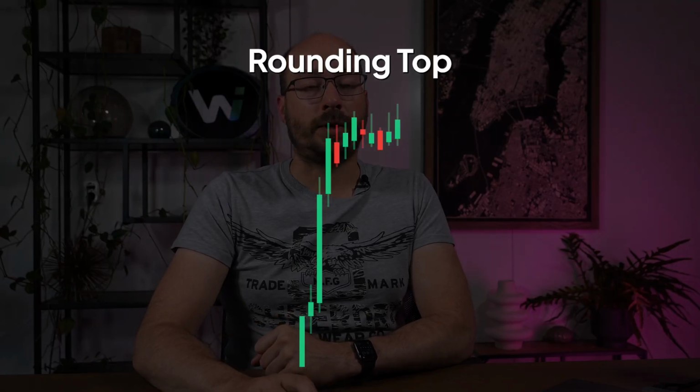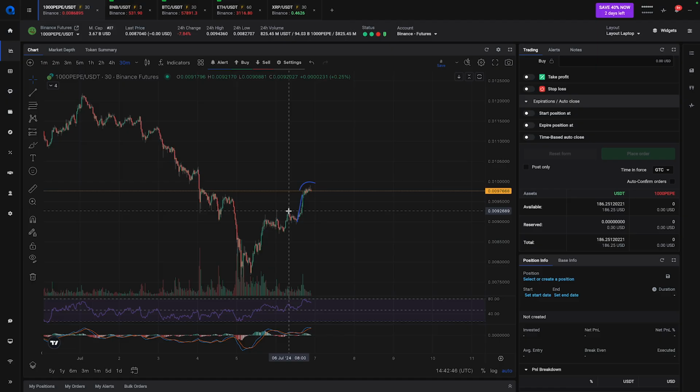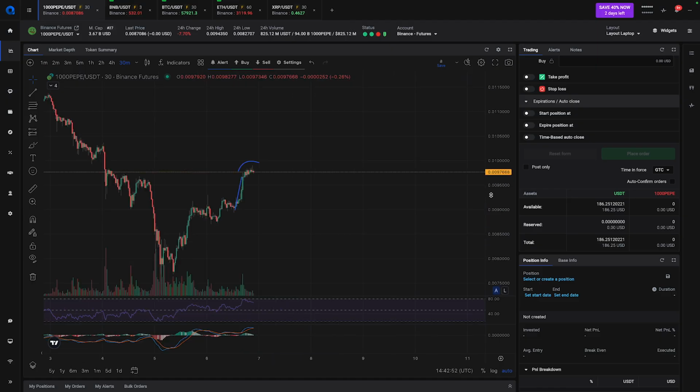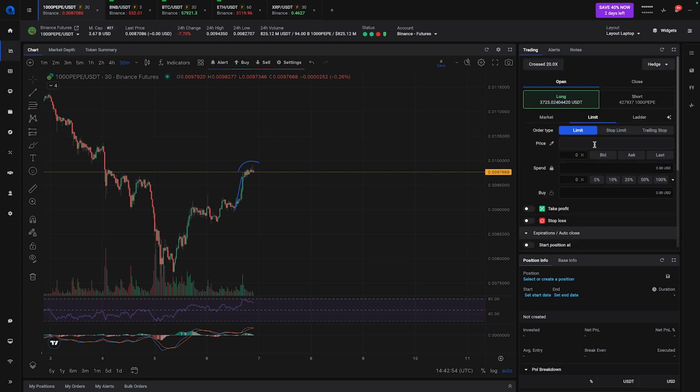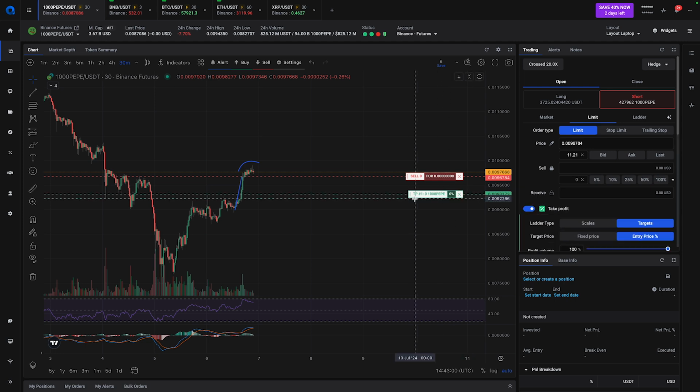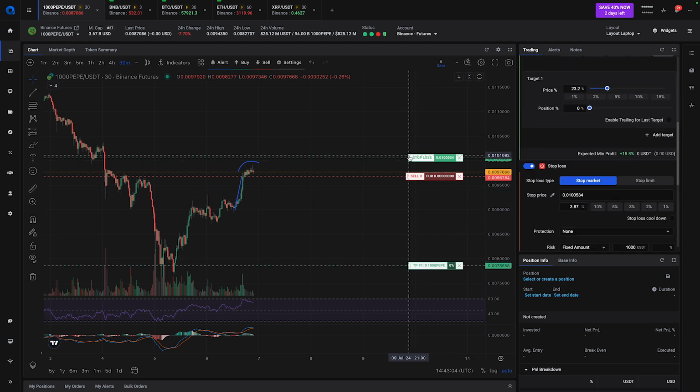Another pattern is the rounding top, which is a trend line up followed by a rounding top, and would typically indicate a trend reversal. So we would open up a short position, we would set our take profit around here. Our stop loss will be above the rounded top.